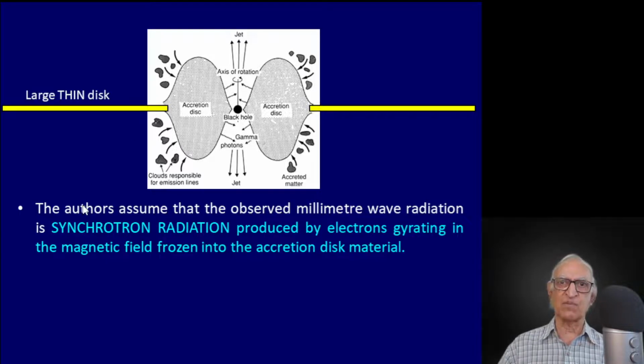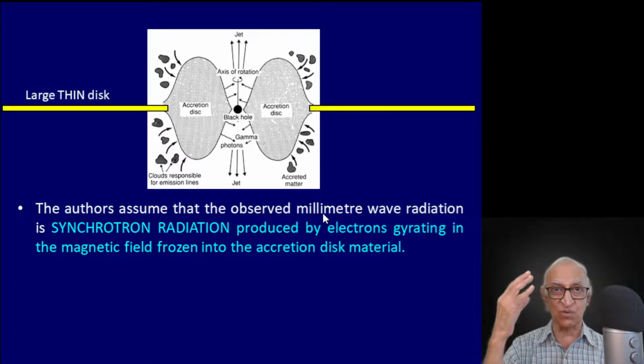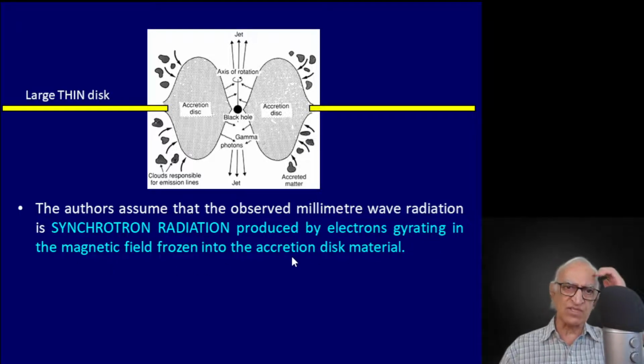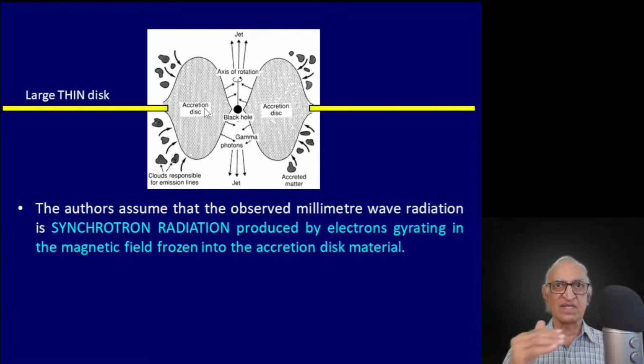Now, the authors of the paper on the M87 black hole, whose picture you have all seen and which I shall show again, assume that the observed millimeter wave radiation, remember this whole observation is being made at a wavelength of 1.3 millimeter, what is this radiation due to? They assume that this millimeter wave radiation is synchrotron radiation produced by electrons gyrating in the magnetic field frozen into the accretion disk material. So, frozen into the accretion disk, there is a current loop, and this current loop gives rise to a magnetic field, and the electrons gyrate in this magnetic field, producing synchrotron radiation. So, that's the origin of the 1.3 millimeter wave radiation that we observe.